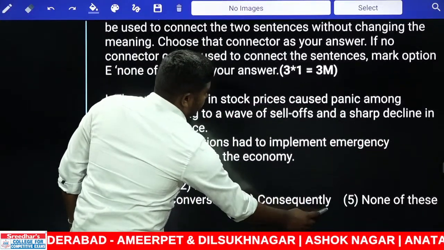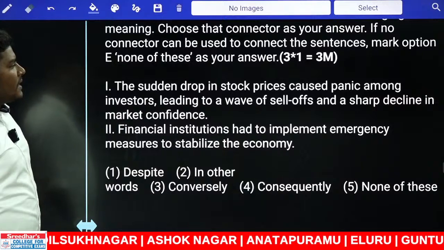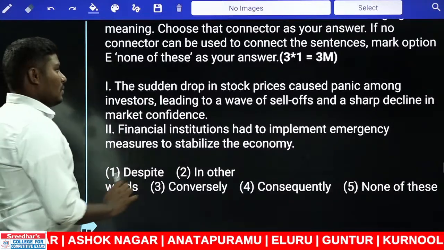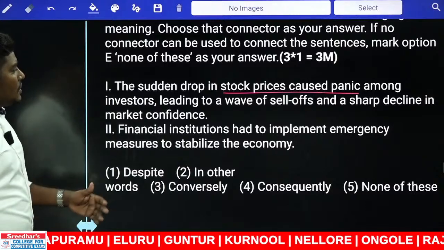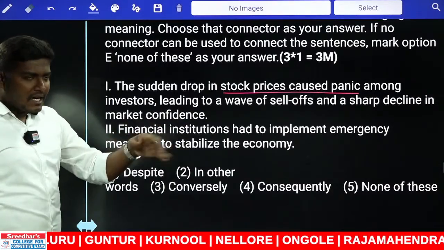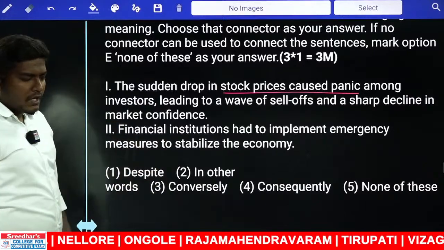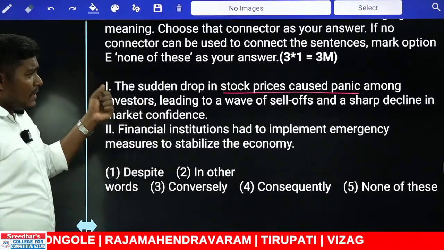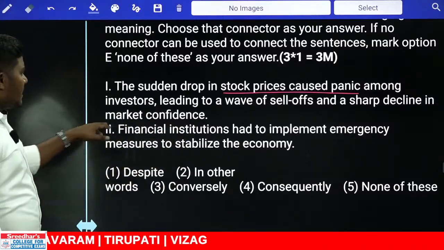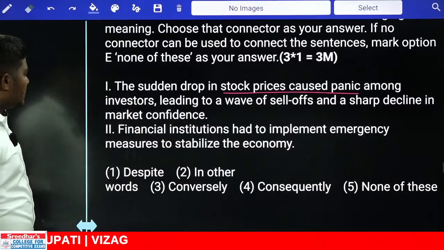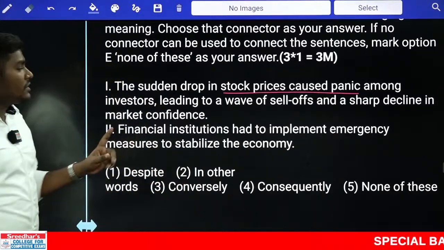Next. The sudden drop in the stock prices caused panic among the investors. Okay. Caused panic, that is the negative one, leading to a wave of sell-offs. That means they started selling off and a sharp decline in market confidence. Okay, this is completely negative. So stock prices started to fall, people started to sell off their stocks and there is a sharp decline in the market confidence. Financial institutions had to implement emergency measures to stabilize the economy.